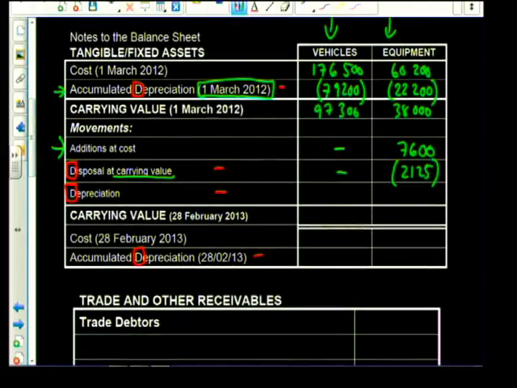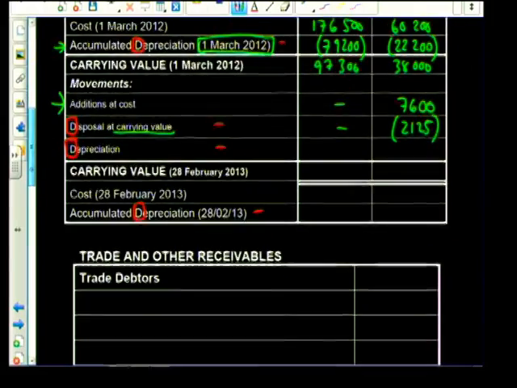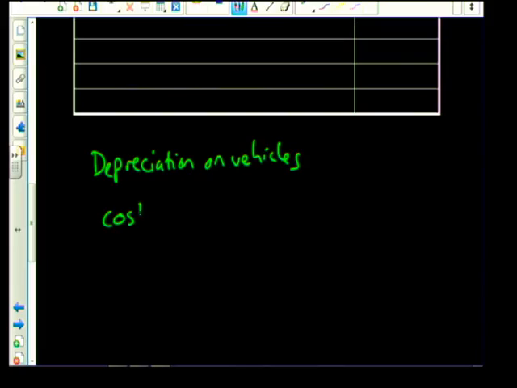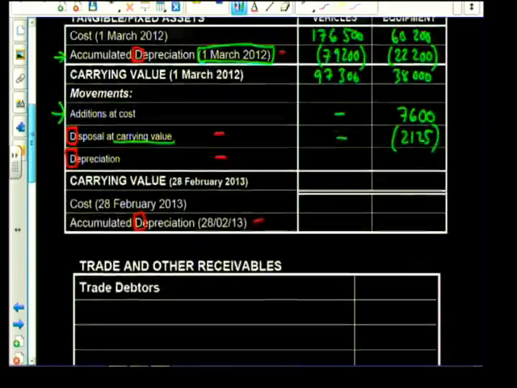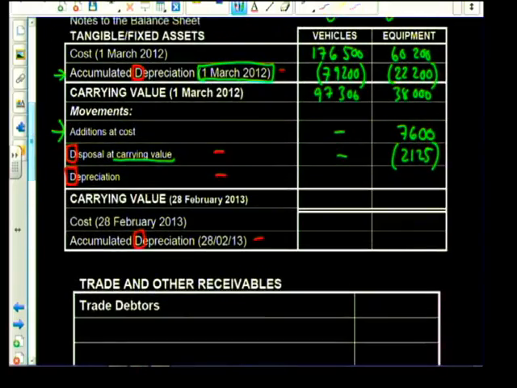All we're going to do is take the cost price, which we have is 176,500. So the depreciation on vehicles, let's write it down here, is going to be the cost price times by 15%. Cost price times 15 over 100. We don't need to deal with any additional things purchased or anything that was sold. Just going to work out a straight 15% of the 176,500.